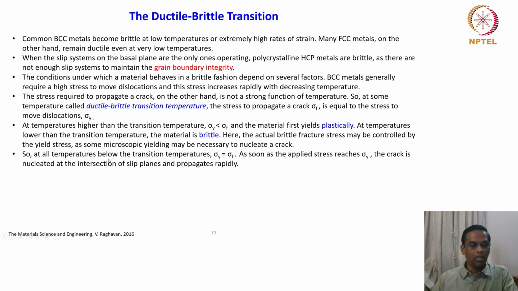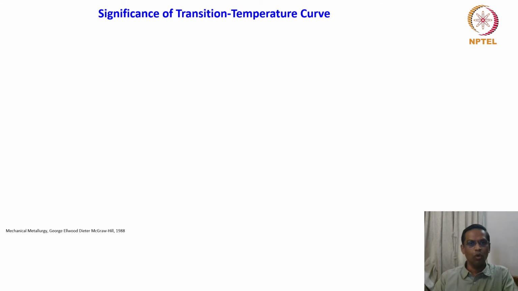So at all temperatures below the transition temperature, when sigma Y is equal to sigma F, as soon as the applied stress reaches sigma Y, the crack is nucleated at the intersection of slip planes and propagates rapidly. So this way of understanding also helps. Okay, why does this material behave like this? And then what is the significance of the transition temperature curve?